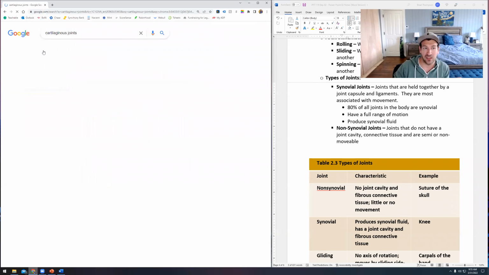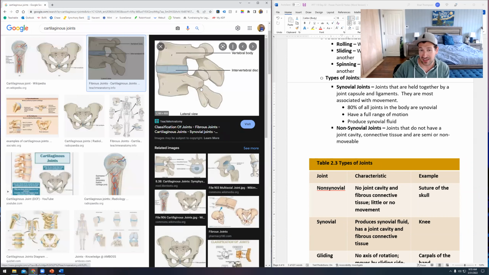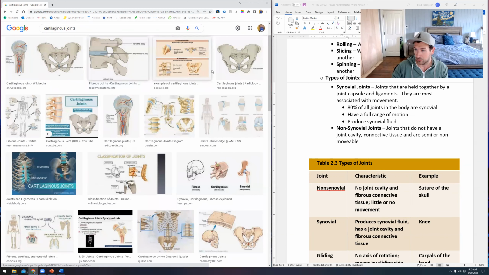And they're held together with a little bit of cartilage. There's a little bit of space there. Honestly, the classic example is your vertebrae. They can do a little bit of movement side to side, but they're really not meant to do major crazy ranges of motion.